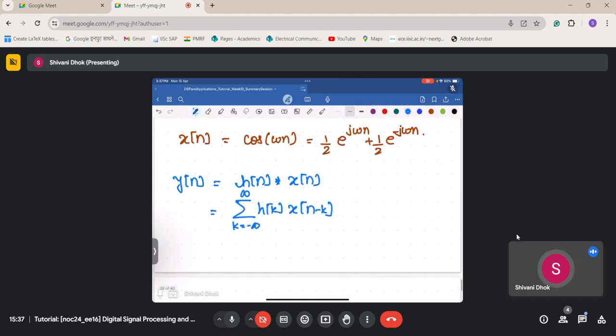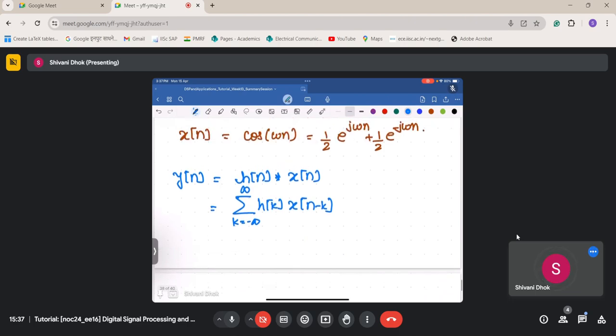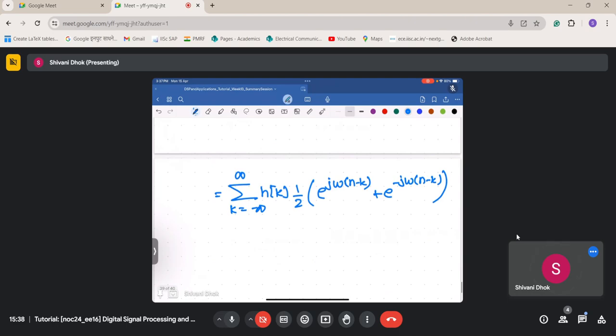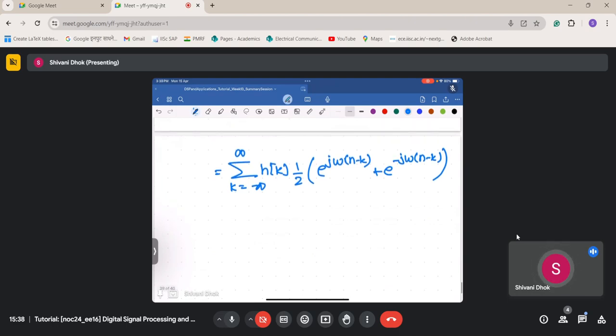So what we have is, we can simply substitute this x of n here. So we will have this as summation k running from minus infinity to infinity h of k into half of e power j omega (n minus k) plus e power minus j omega (n minus k). Now I can split it into two different summations. So I'll have half of e power j omega n, which is constant with respect to the summation, so this will come outside.